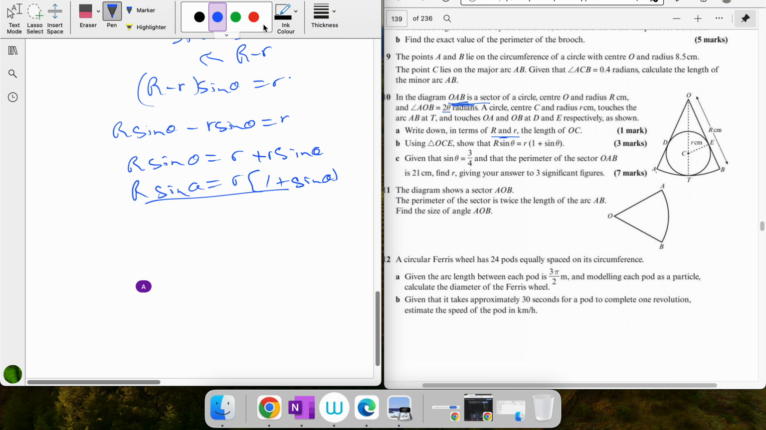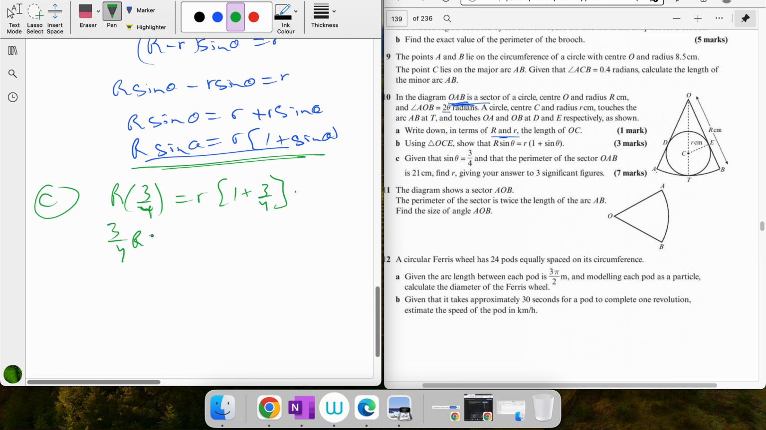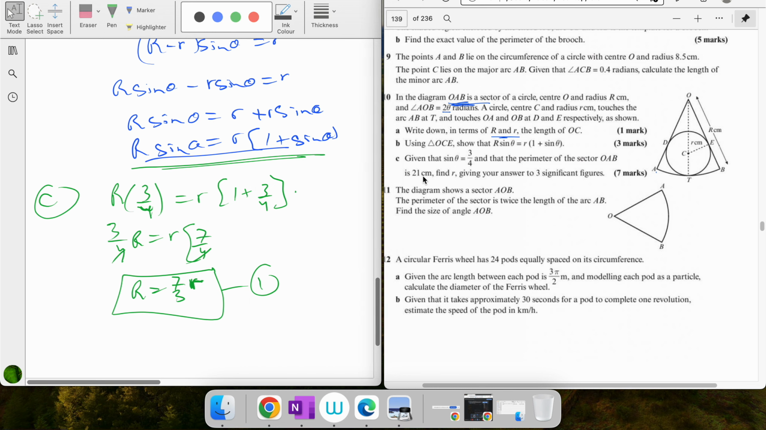B part done. C part says, given that sine theta is equal to 3 by 4 and the perimeter of sector OAB is 21, find r. Okay, sine theta is already given and perimeter is this. So if sine theta is 3 by 4, let us just replace it in this. So 3 by 4 R is equal to r times 1 plus 3 by 4. So we actually have an equation in form of R and r. That is 3 by 4 of R is equal to r times 1 plus 3 by 4, which makes it 7 by 4, and R is equal to 7 by 3 of small r. One equation.